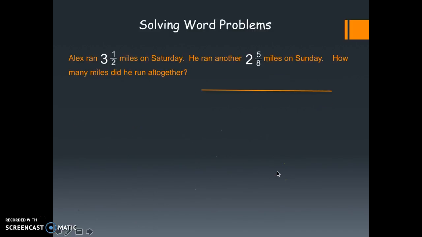Let's look at another one. Alex ran 3 1/2 miles on Saturday. He ran another 2 5/8 miles on Sunday. So how many miles did he run altogether? That word right there is a good hint that I'm going to be adding. So I need to find the total. 3 1/2 plus 2 5/8 will give me the total miles.